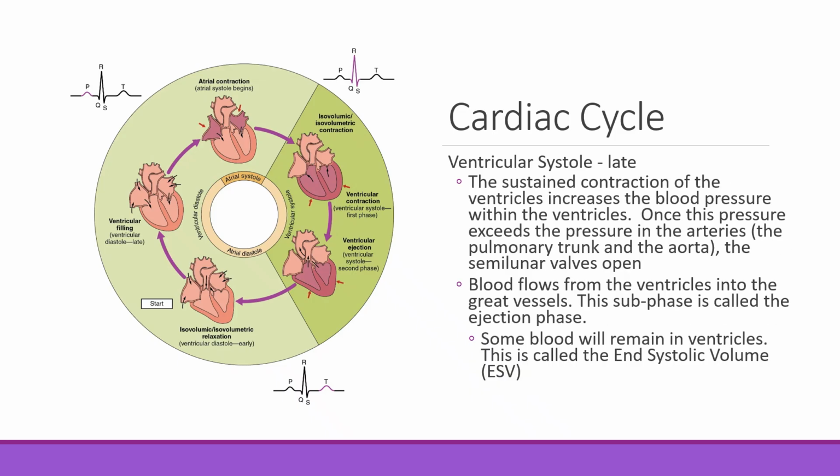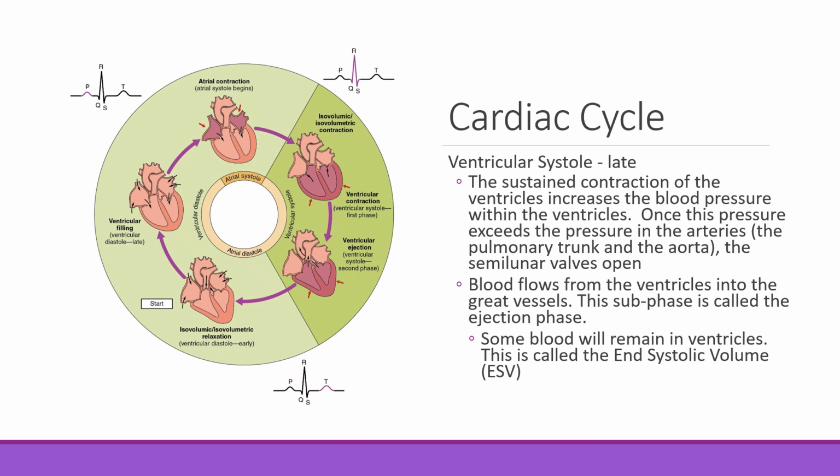Late ventricular systole: the sustained contraction of the ventricles increases the blood pressure within the ventricles. Once this pressure exceeds the pressure in the arteries, the pulmonary trunk, and the aorta, the semilunar valves open. So how do those valves open? It's because of pressure changes. When the pressure in the ventricles gets higher than the pressure in the vessels, it causes those semilunars to open up. That's why high blood pressure is so dangerous. Because when you have high blood pressure, the ventricles have to get to an even higher pressure to push that blood through.